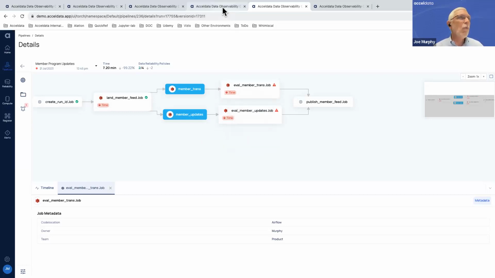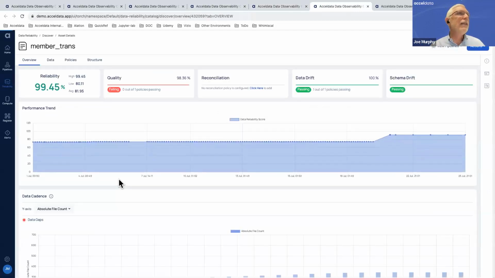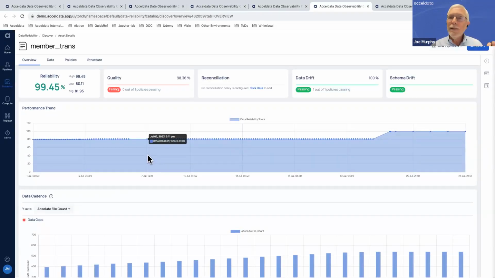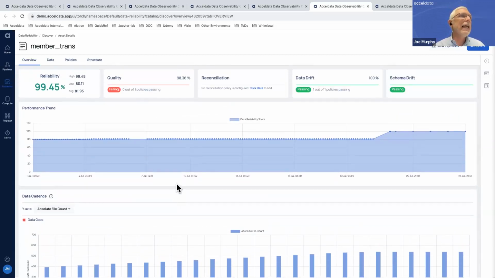Okay. Now, we also are going to give you deep insight into these assets themselves. So I can link all these views together, right? So when you think about how people go to solve operational problems, they do it in a chain, right? They start at one point, they go to the next point in the chain, and they need that progressive path through. So now I can jump right into this asset, this member transaction, this is the source file coming in. And I can see a ton of information about how this asset's been performing, see its quality, see any drift perhaps in the data.